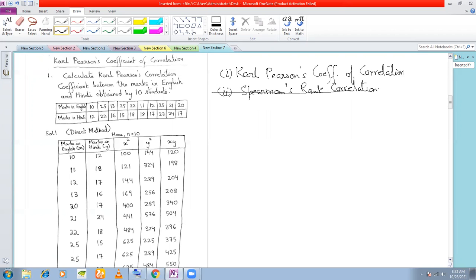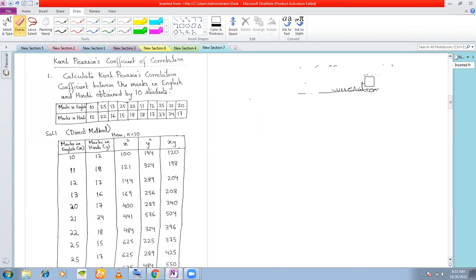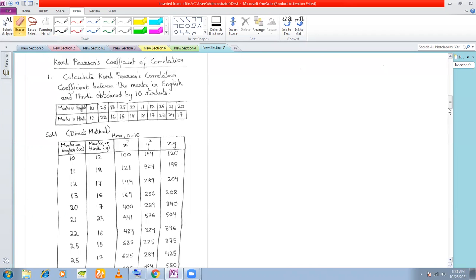Spearman's method has been removed from the syllabus, so we'll not discuss it. We'll only discuss Karl Pearson's coefficient of correlation method. Let us see an example here. How do we calculate Karl Pearson's coefficient of correlation?